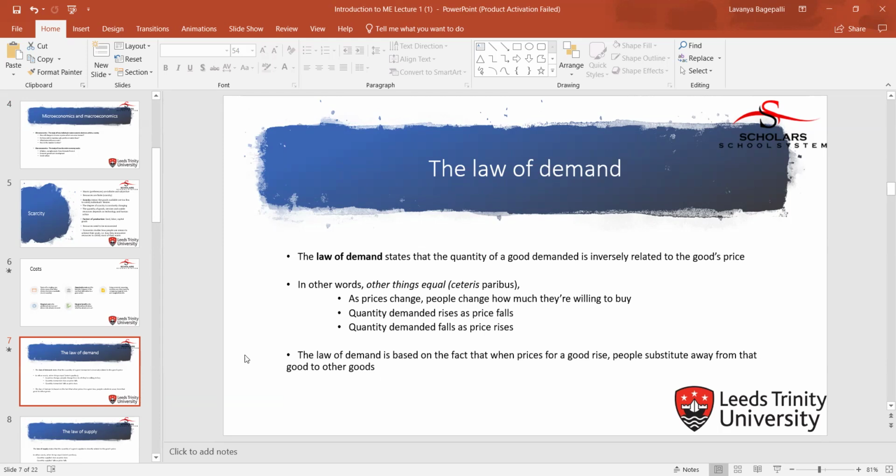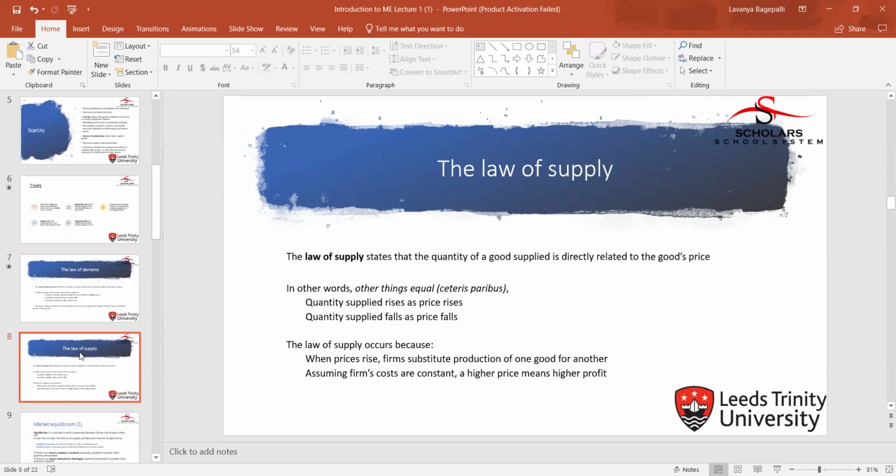Now let us look at the law of supply. When we're talking about supply, the law of supply states that, all other factors being equal, when the price of a good or service increases, the quantity supplied of that good or service also increases, and vice versa.